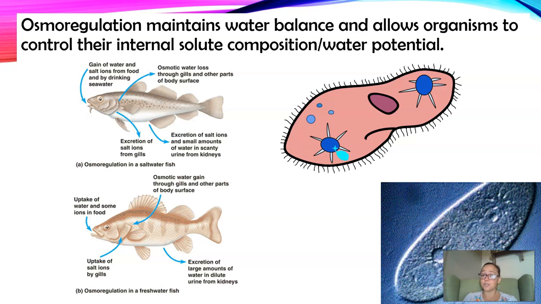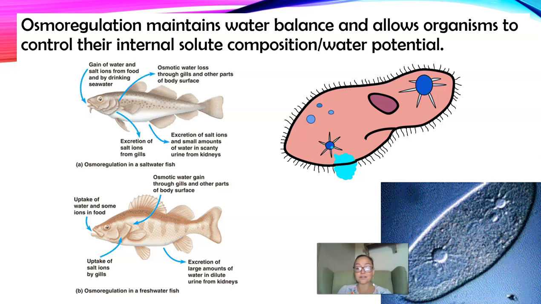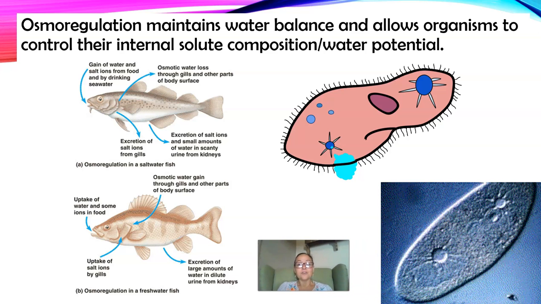But that's just in humans. As far as organisms that live in different aquatic environments, you have little single-celled organisms that will rely, like if they live in a freshwater environment, like a paramecium here in this GIF, if they live in a hypotonic environment, the net movement of water will be diffusing into this cell.